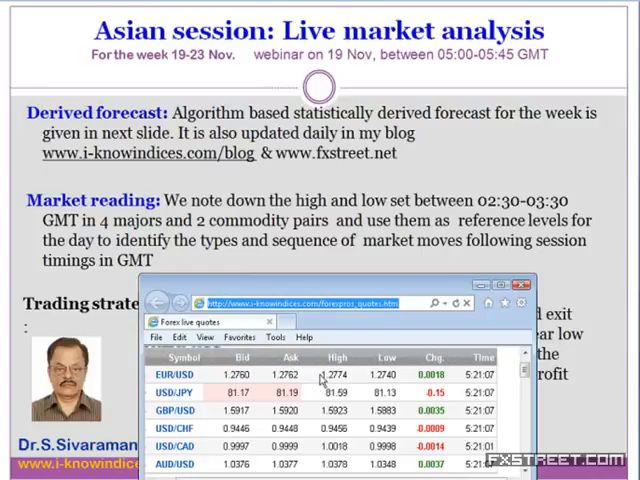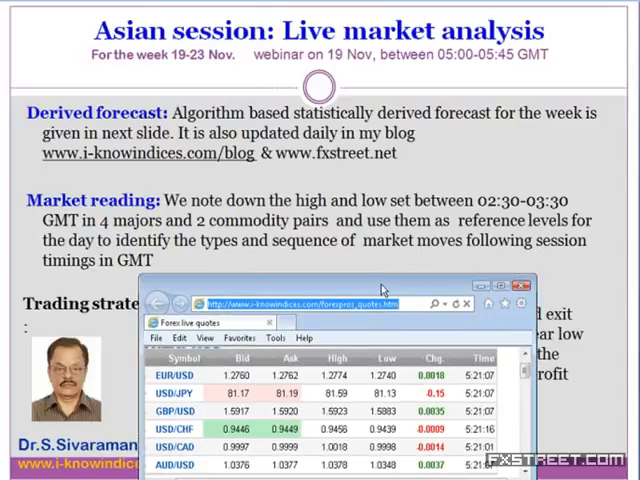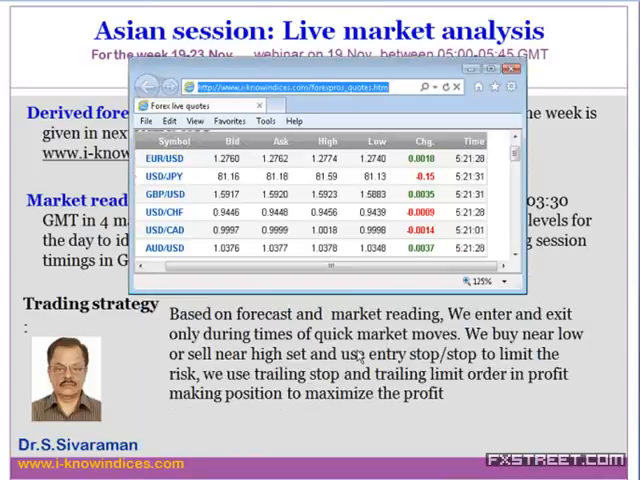Accordingly, they make the moves in the market. So we need to understand. Now, after understanding the sequence in which they are going to make the moves in the market, we can enter into the market whenever there is a quick move happening in the market. So when they quickly drop below the low as a stop, within 30 minutes, less than 30 minutes, we can take a buy.